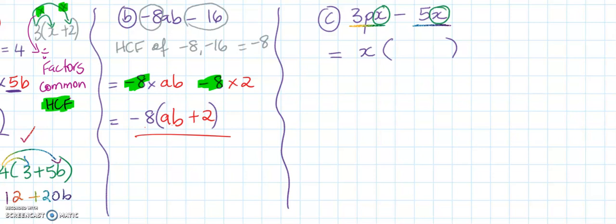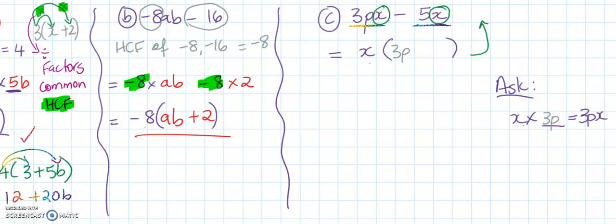Okay? So basically we want to go back to that. So we ask ourselves, okay, x times something gives us 3px. So x times 3p basically will give us 3px. Then we have to ask ourselves that x times something gives us negative 5x.